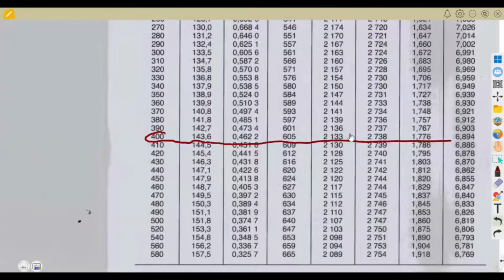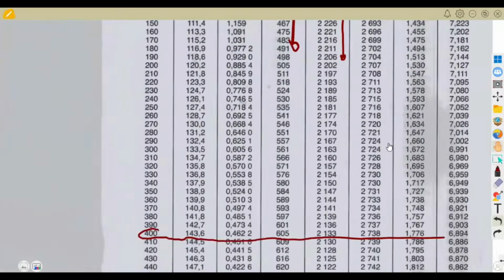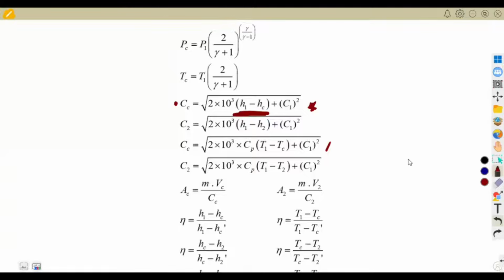So at 400, we're gonna need the value of HF there, which is the value of HF at 400, and also HFG at 400. All right. So our HF in this case here is 605. And HFG is what? 2133. All right, so these are the values that we are going to need. Only these ones. So you just need your steam table there. Meaning to say at 400, we're gonna have this.